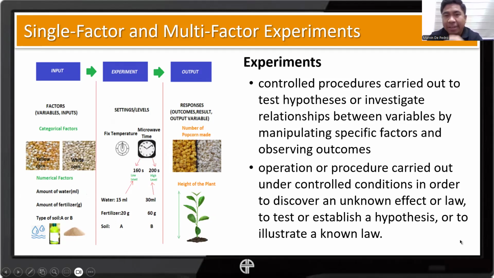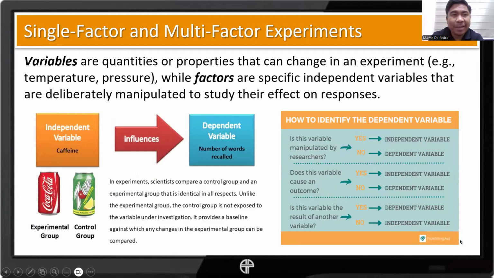So that's an overview of experiments. When we do experiments, we are dealing with variables, which are quantities or properties that can change in an experiment, such as the temperature, the pressure, and so on. When we say factors, we are referring to the specific independent variables that are deliberately manipulated to study their effect on responses. So variables can be an independent or a dependent variable.